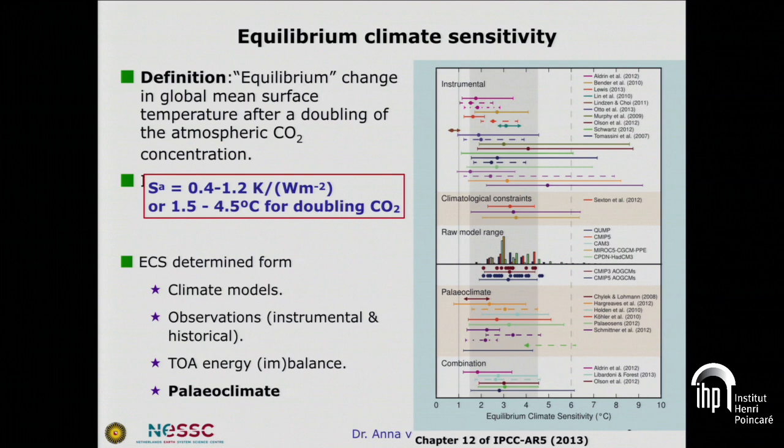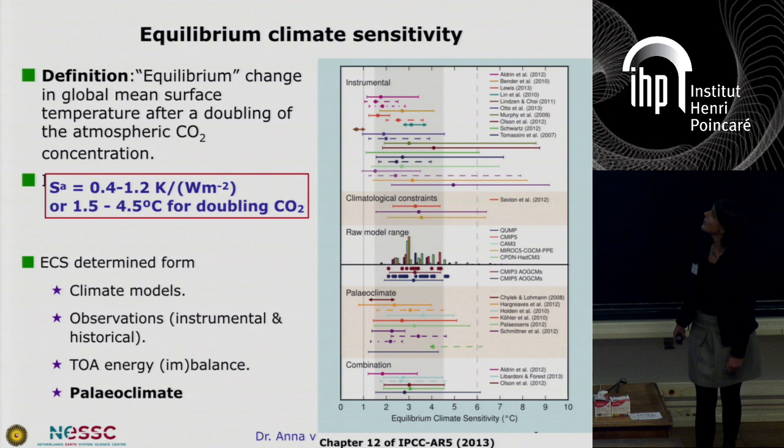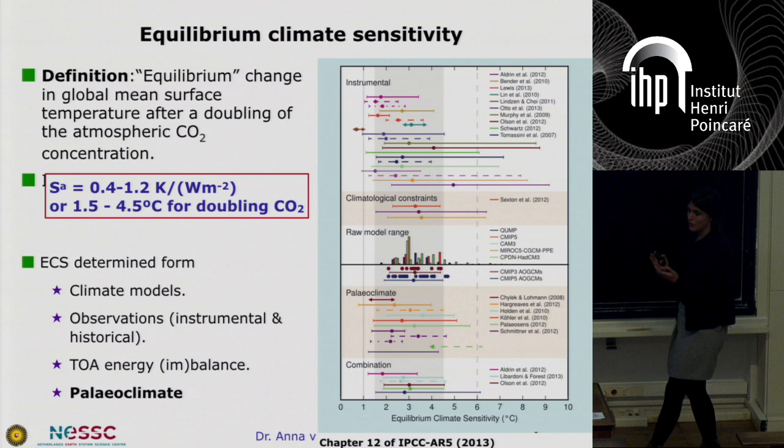So what are we talking about? Equilibrium climate sensitivity is a term that is extensively used in all kinds of IPCC reports and everywhere. It's generally a number that everybody wants to know because it tells you how much warming we get if we double the CO2 concentration in the atmosphere. From its definition, it sounds quite simple, but it turns out that it's not. It's the equilibrium change, whatever that means, in the global mean surface temperature if you double the atmospheric CO2 concentration.